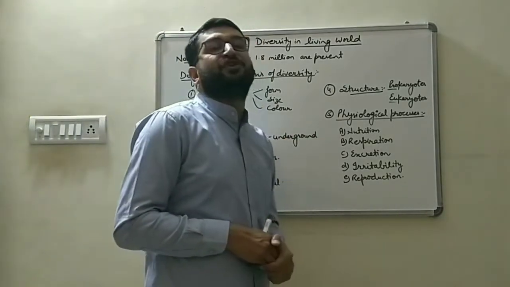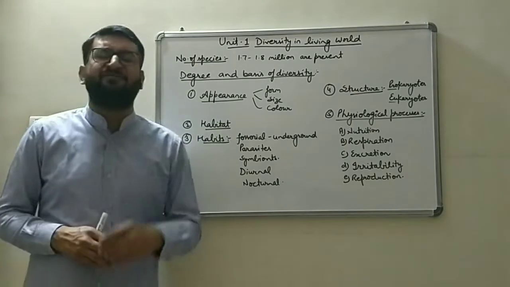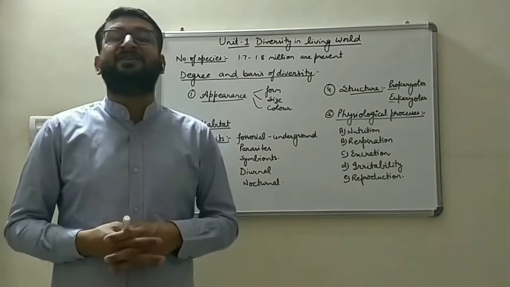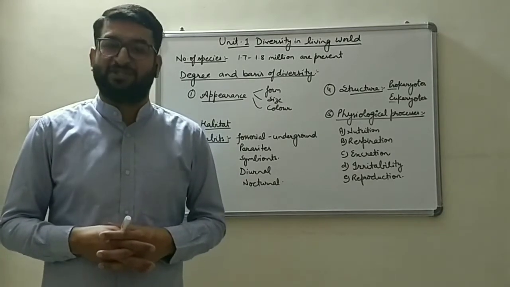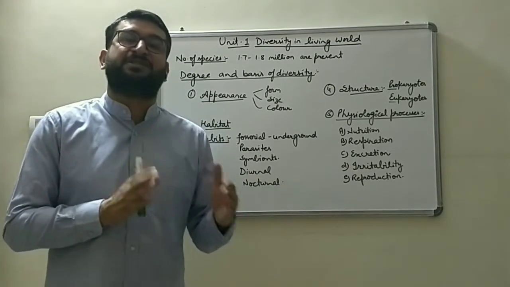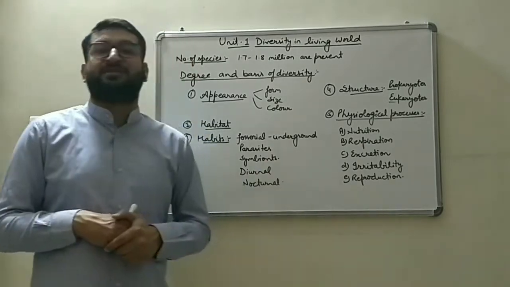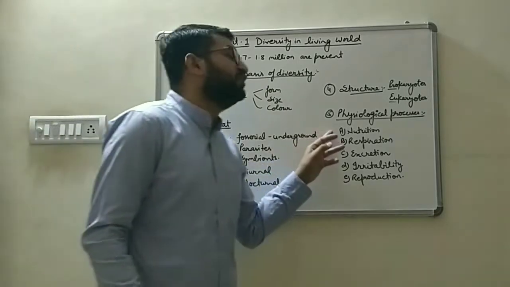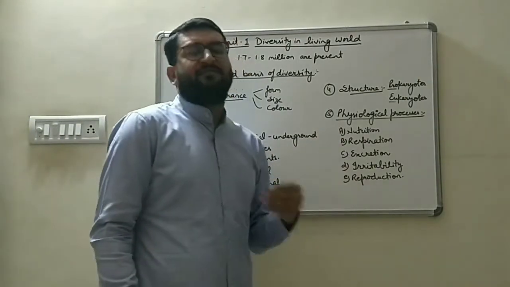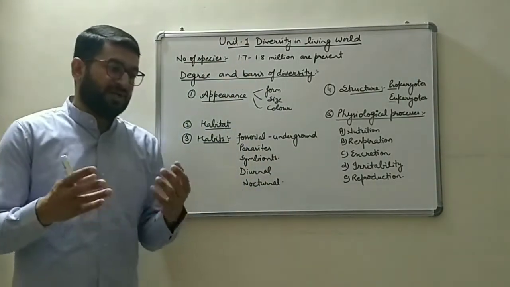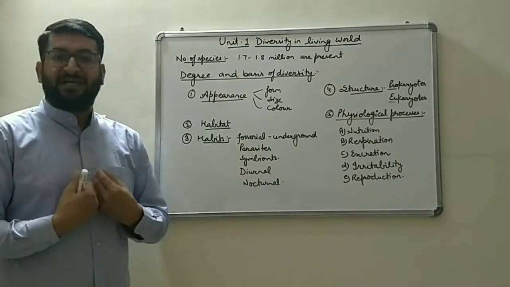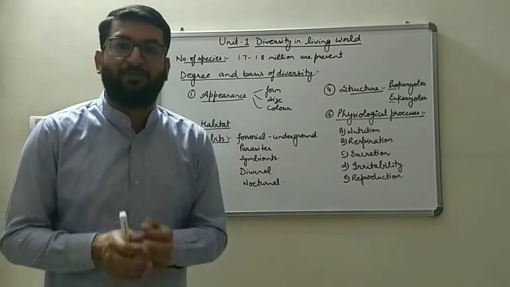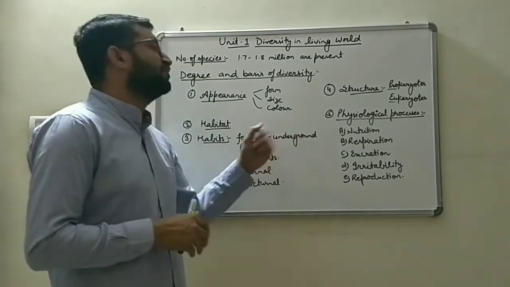Next, fifth, physiological processes. Various processes which are needed by a living organism to maintain its activities, to maintain its basic life processes are known as physiological processes or life processes in general. The first physiological process is nutrition. The life process by which an organism takes in its food, digests it or breaks it down into simple molecules and then utilizes it for the production of energy is known as nutrition.